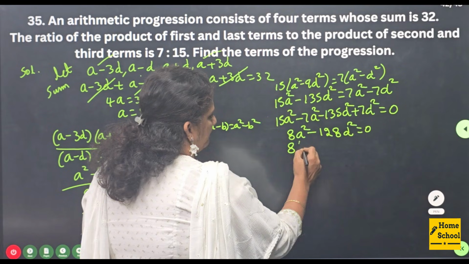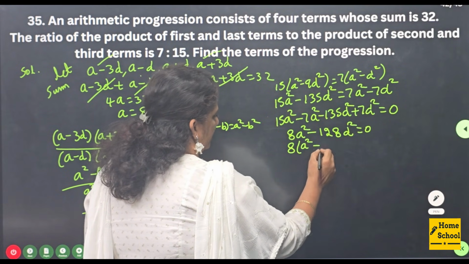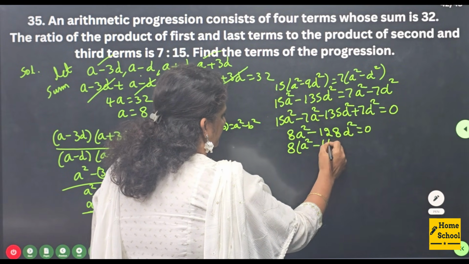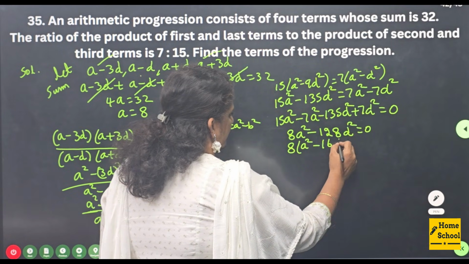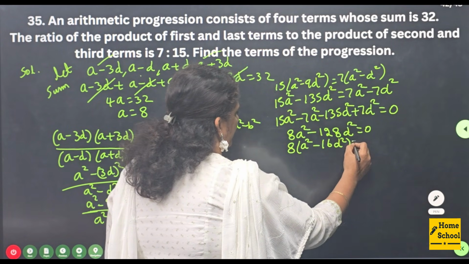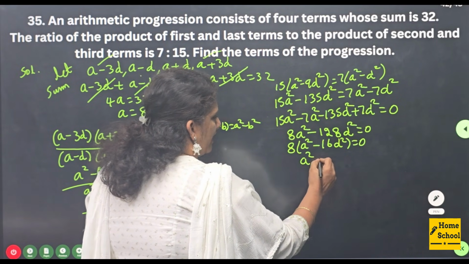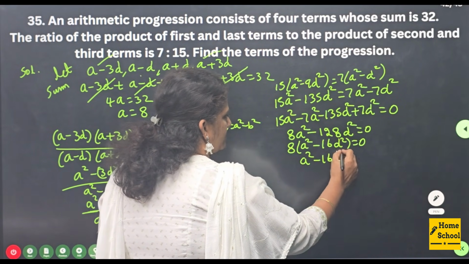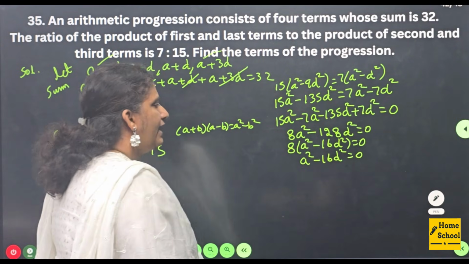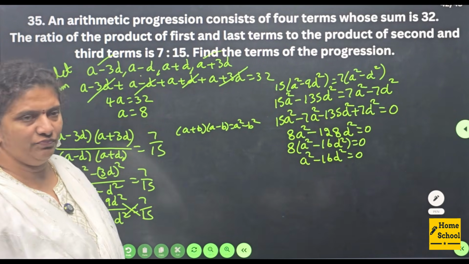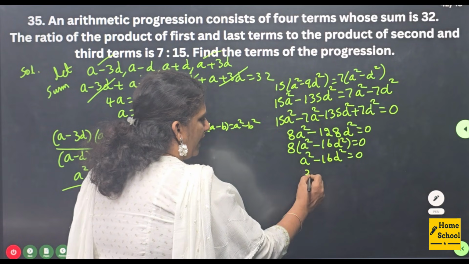8 common: a² minus 16 8s are 128, d² equal to 0. 0 by 8 is 0. a² minus 16d² equal to 0. Now you substitute a value. What is a value? 8.